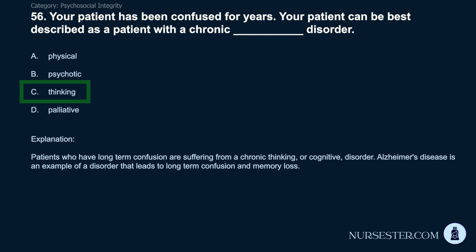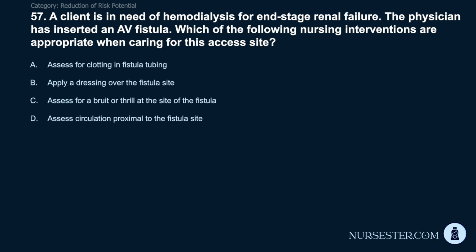Alzheimer's disease is an example of a disorder that leads to long-term confusion and memory loss. 57. A client is in need of hemodialysis for end-stage renal failure. The physician has inserted an AV fistula. Which of the following nursing interventions are appropriate when caring for this access site? A. Assess for clotting in fistula tubing.